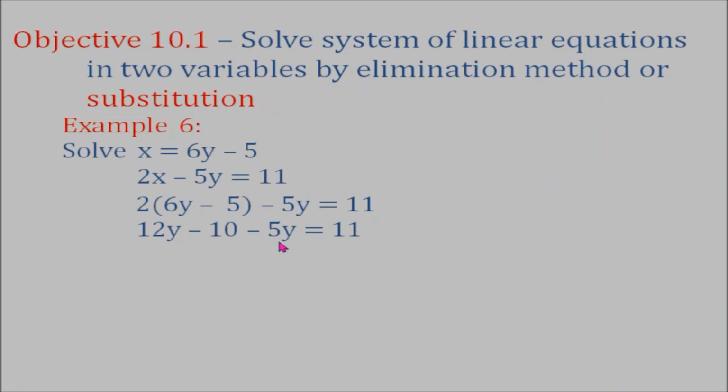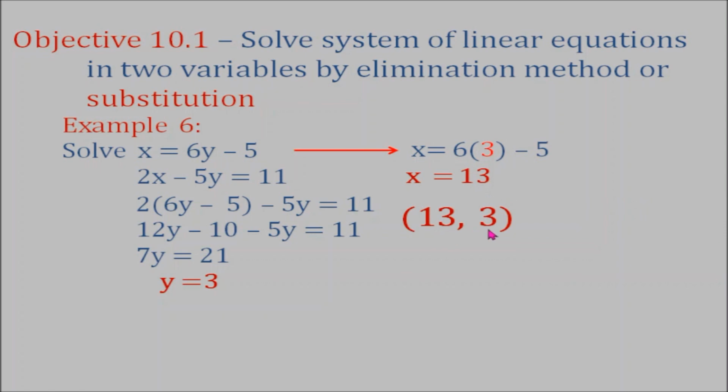12y minus 5y equals 7y. And adding 10 on both sides of the equation, we have 7y equals 21. Dividing both sides by 7, y equals 3. Now to solve for x, we can use this equation, substituting 3 into y. So that's x equals 6 times 3 minus 5. 6 times 3 is 18, and 18 minus 5 is 13. So this means x equals 13 and y equals 3.